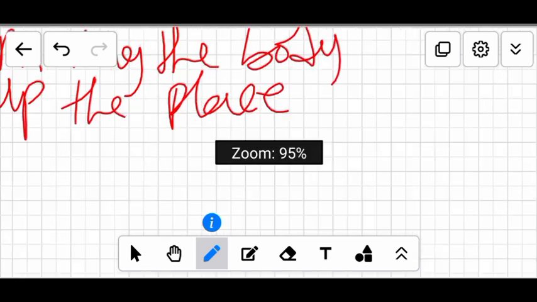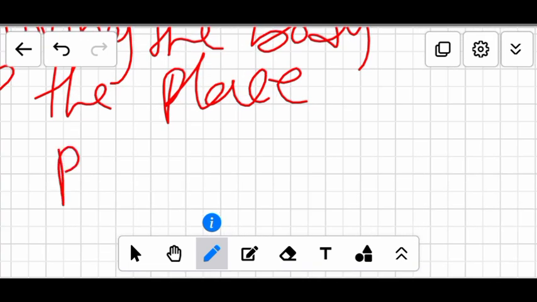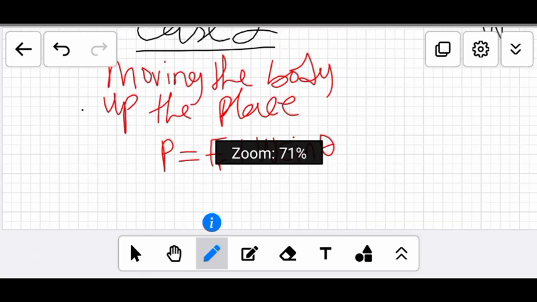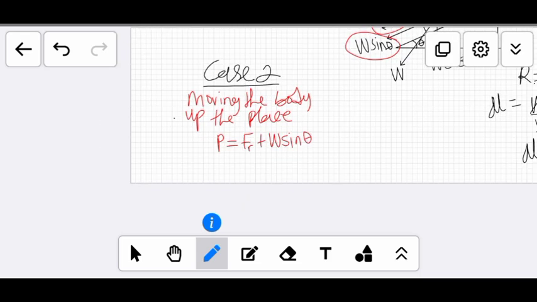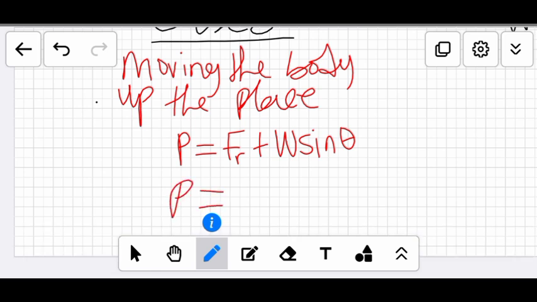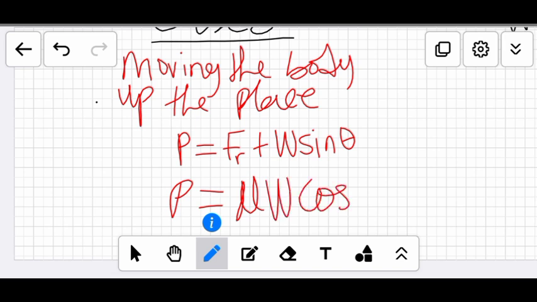What must happen? We must apply a force P, which is equal to the sum of the frictional force plus the W sine theta. So don't forget the value of the frictional force now. The value of the frictional force is coefficient of friction times W cos theta. So we have P equals coefficient of friction times W cos theta plus W sine theta.